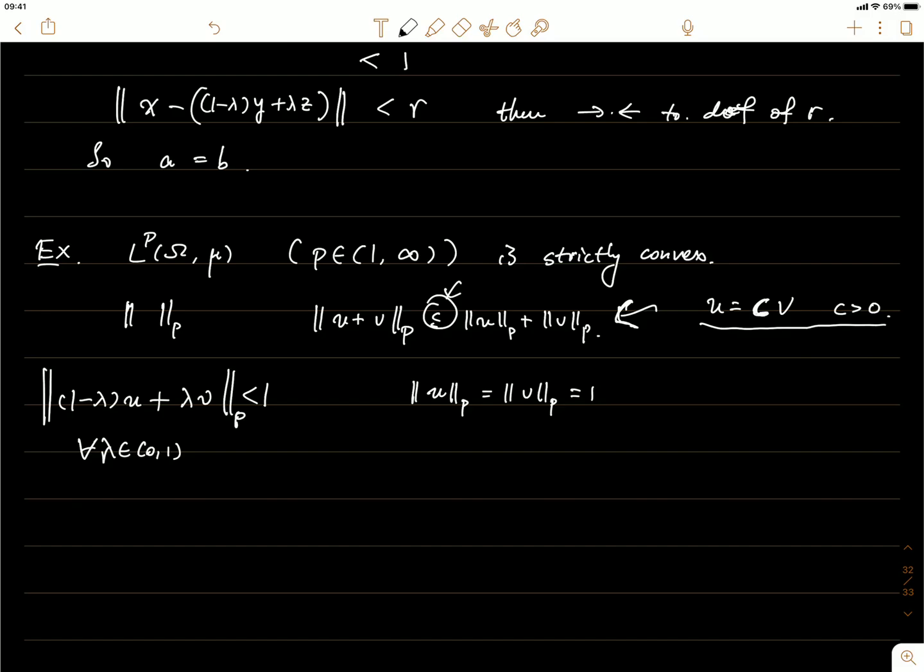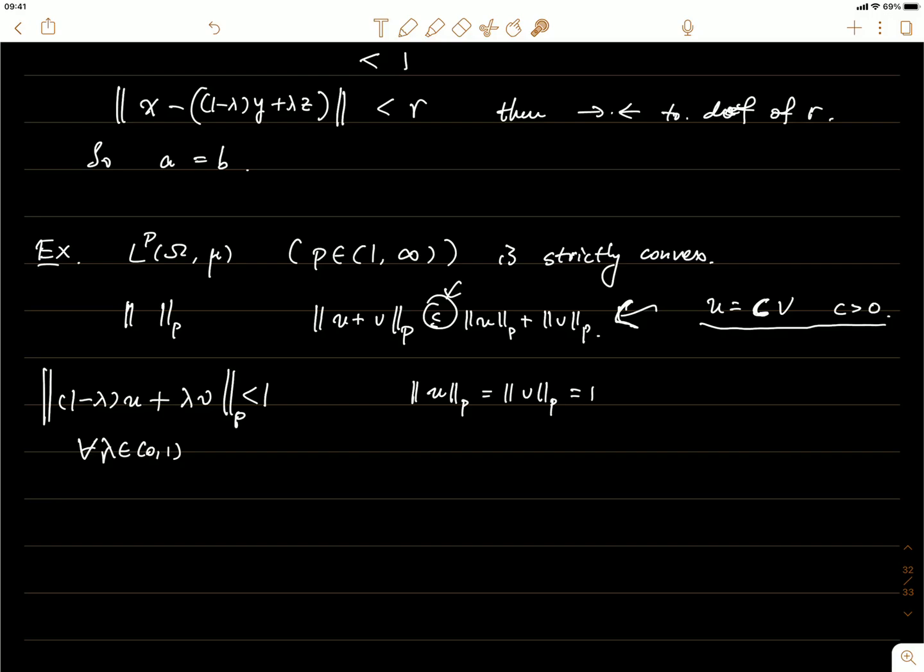Okay? And in this case, apparently, when you have u and v both having the norm 1, then that just means that u and v are equal. There's only one way, because if this holds and this holds, that just means u and v are equal, because you can just scale one of them, and then you realize c is just equal to 1.